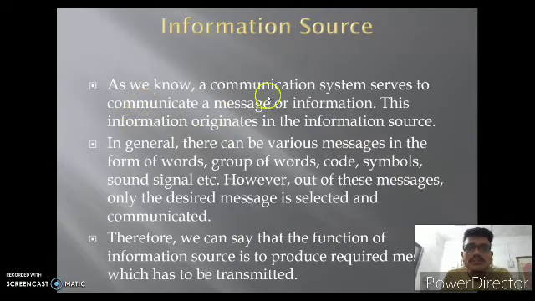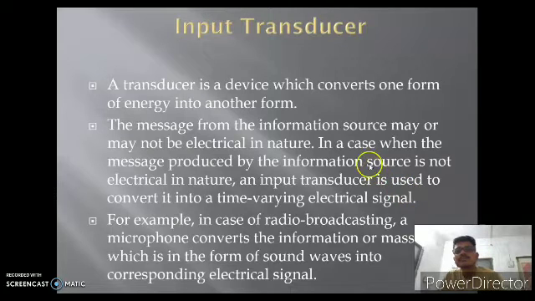As we know, a communication system serves to communicate a message or information. This information originates in the information source. In general, there can be various messages in the form of words, group of words, code, symbols, sound signal, etc. However, out of these messages, only the desired message is selected and communicated. Therefore, we can say that the function of the information source is to produce a required message which has to be transmitted. Input transducer. A transducer is a device which converts one form of energy into another.